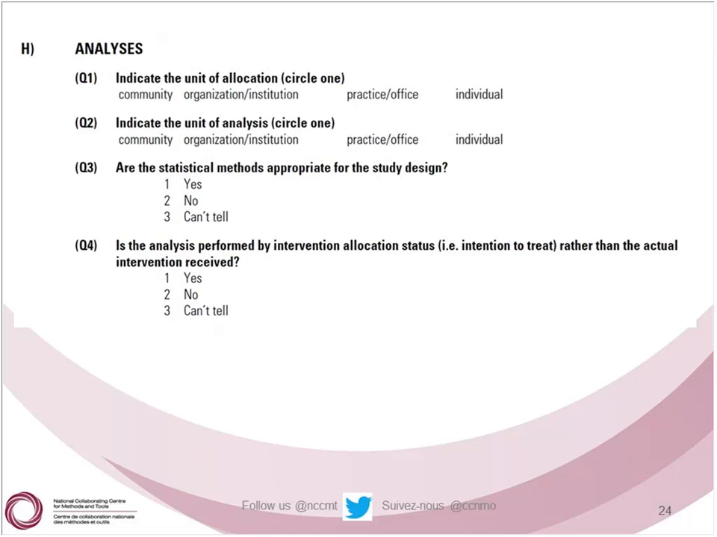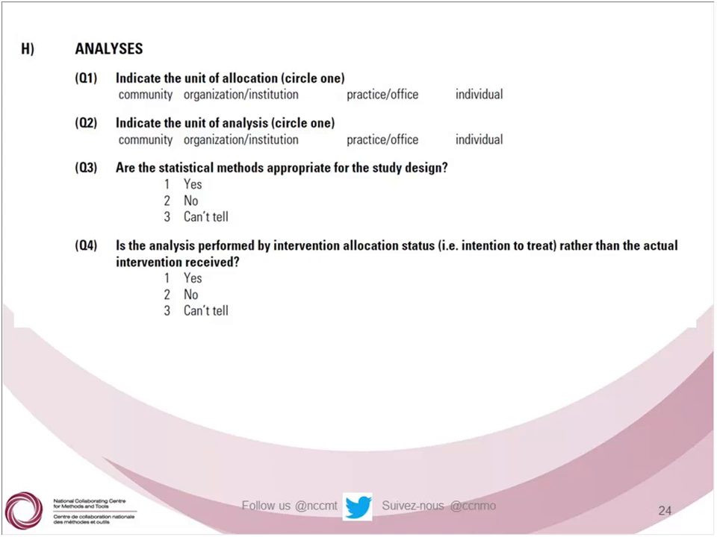In our next component, we move on to talking about the analyses. So we want to look at the unit of allocation. What unit were folks randomized to? Is it individuals randomized to an intervention or control group? Is it a practice setting or an office? This could be primary health care teams.